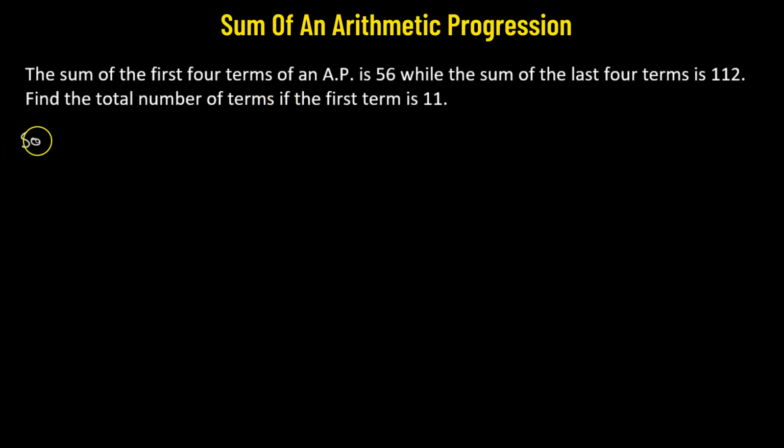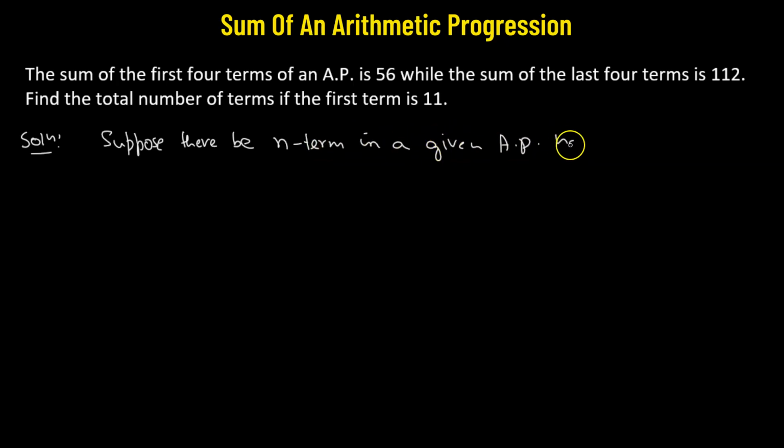So let's begin. First, suppose there are n terms in the given arithmetic progression, having the first term 11 and a common difference. This common difference is not specified, so we will consider the common difference to be represented by the letter d in lower case.